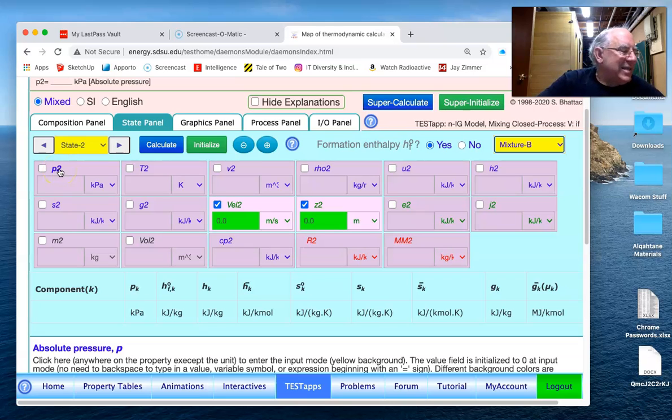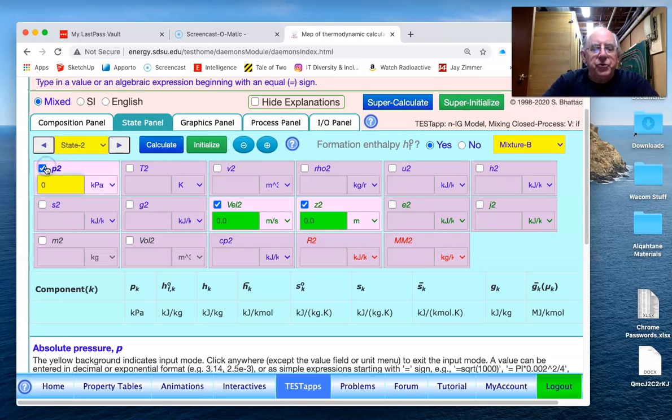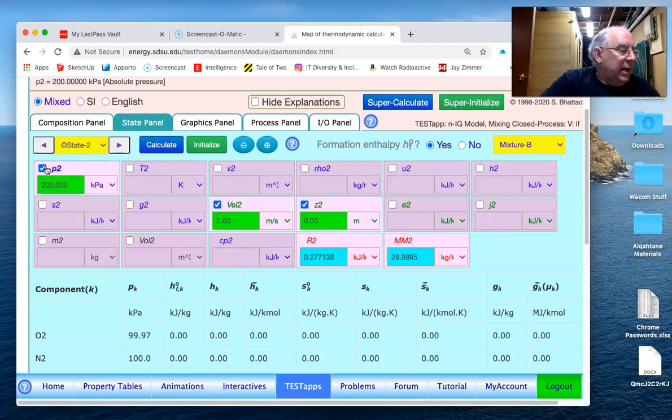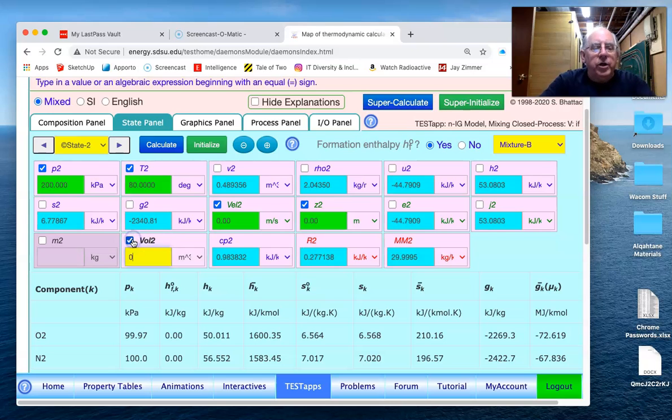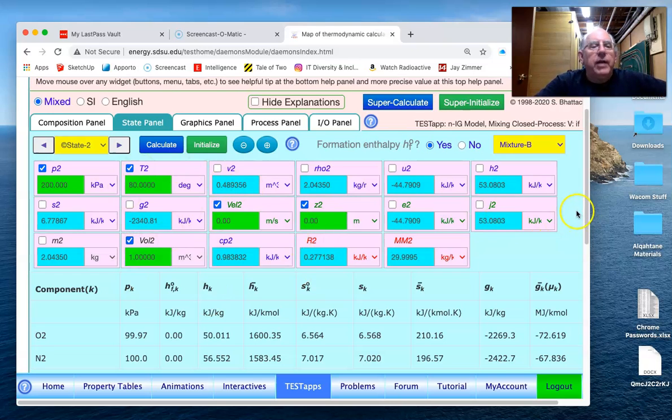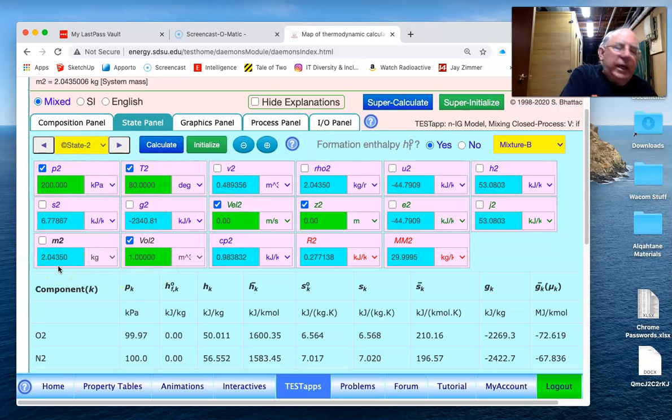And state 2 has a total mixture pressure of 200 kPa, and also a total mixture temperature of 80 degrees Celsius with a volume of 1 cubic meter. And so now with this specified, the mixture properties and the volume, we see that we have then a mass that's 204.350 kilograms of mass in the right-hand tank. And so now we have our two mixtures and the two states associated with our two mixtures.